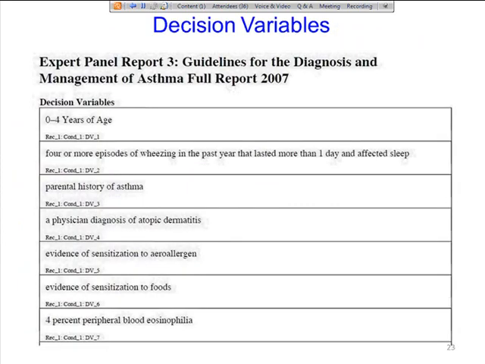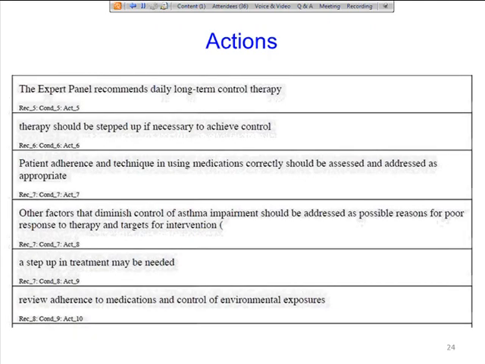Another display that many groups have found useful is just to look at the decision variables, the conditions, the if sides of the rules, to see how many of these are findable in an electronic health record system. 0 to 4 years of age, 4 or more episodes of wheezing in the past year, parental history of asthma. These are all if clauses. Some of them are immediately translatable into a structured vocabulary, and some of them are certainly going to need some work.